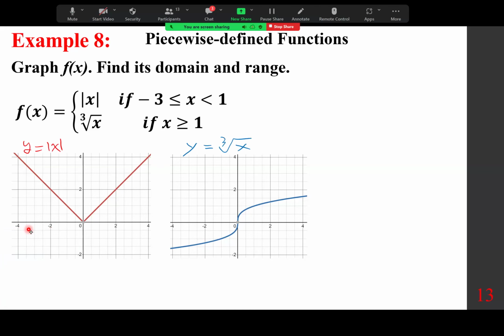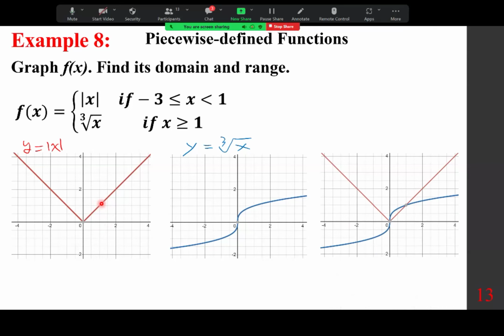Okay. Now we're going to pay attention to this restriction. This says it's good from negative 3 to positive 1. So negative 3 is here, and 1 is here. Now, is negative 3 included? Yes, so you get a solid point here. Is positive 1 included? No, you get a hole here. Okay, so if we put them together, looks like that.